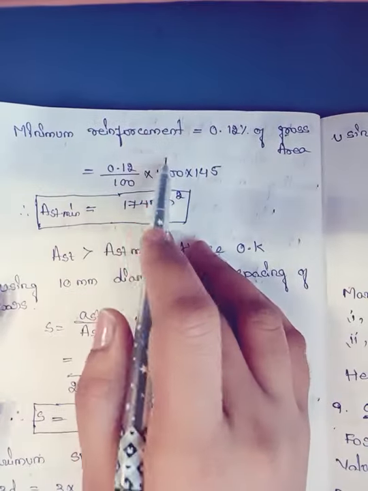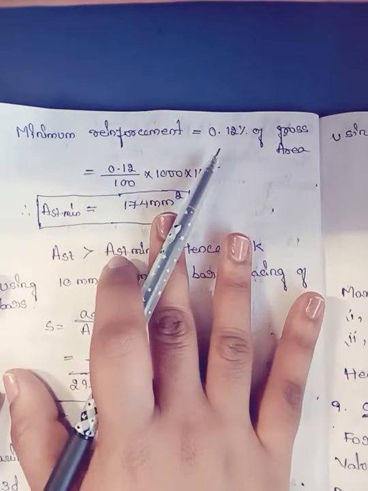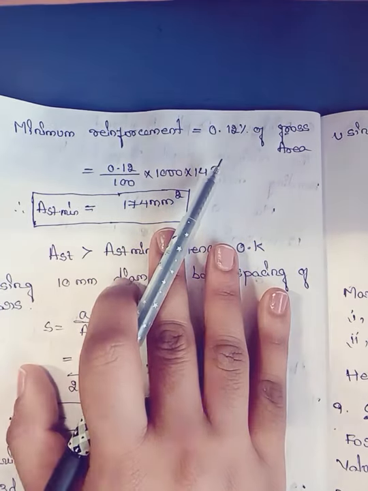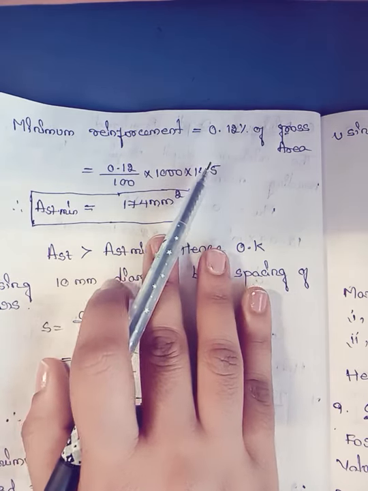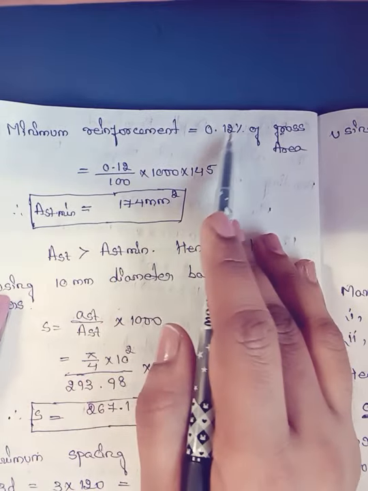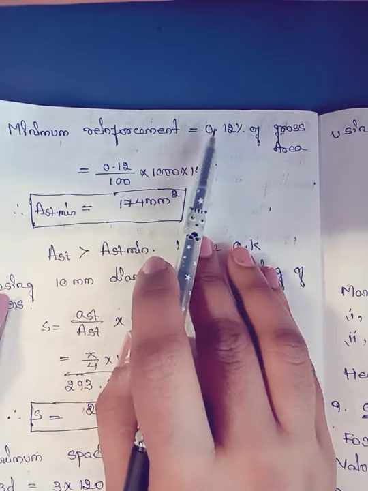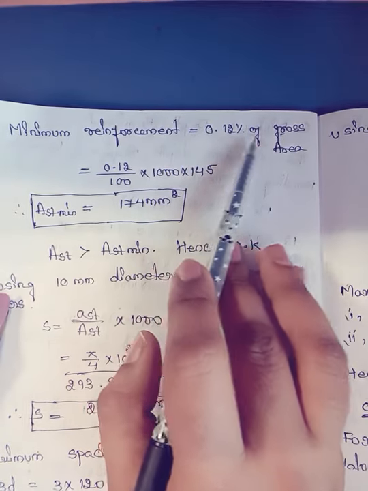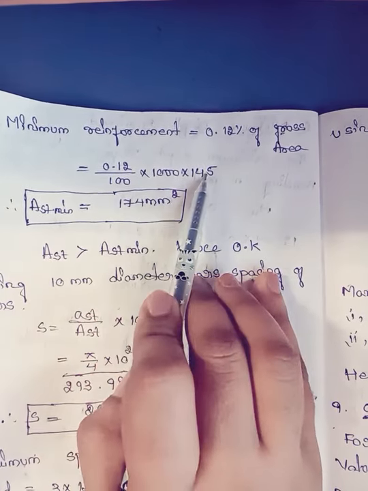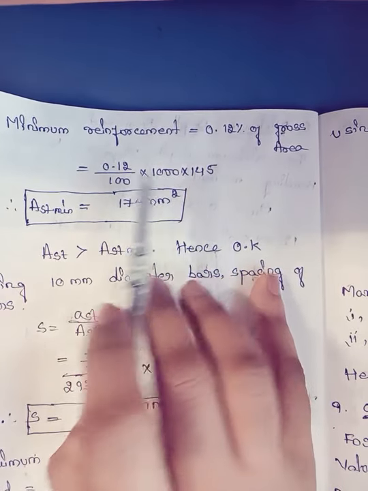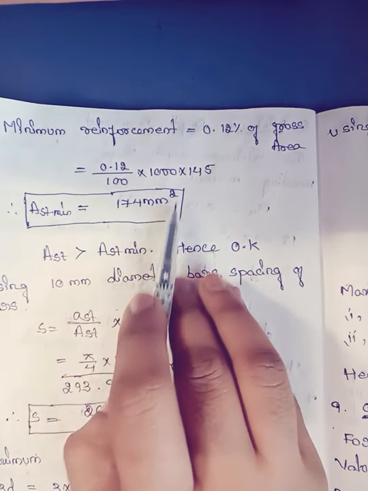Minimum reinforcement. We have calculated the tension reinforcement, but we need to cross check whether it is satisfying the minimum reinforcement required. So how do we find the minimum reinforcement? As per our codal provision, it is given as 0.12% of gross area. So 0.12 by 100 into B into D. B is 1000, D is equal to 145. Substitute all the values, you will be getting the Ast minimum. It is 174 mm square.